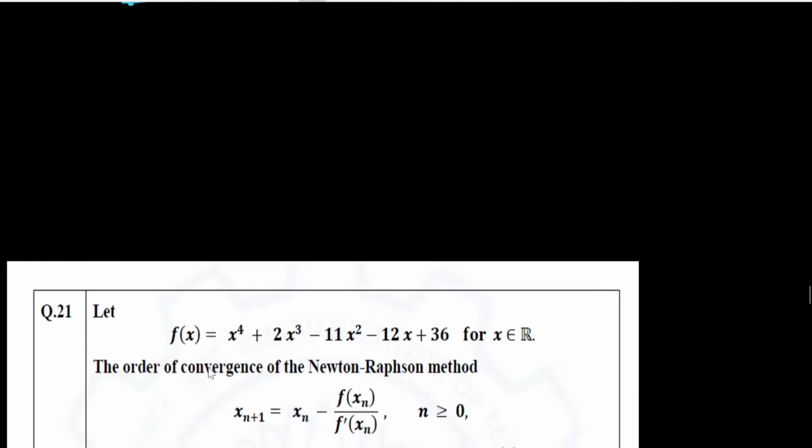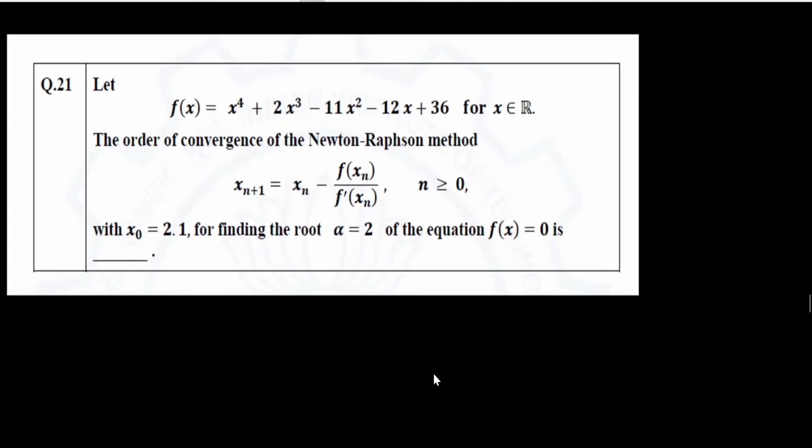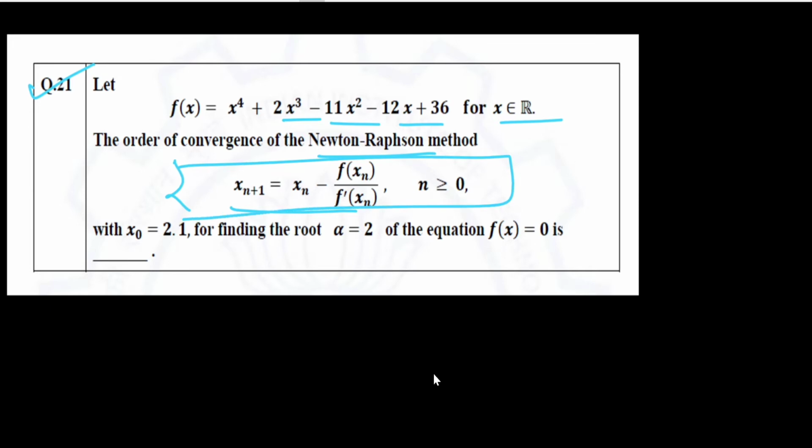So the next question is question number 21. Let f(x) = x^4 + 2x^3 - 11x^2 - 12x + 36 for x belongs to R. What is the order of convergence for the Newton-Raphson method? This is the scheme for the Newton-Raphson iteration method with x0 = 2.1 and the root alpha = 2. This is the clear root mentioned here for the equation f(x) = 0.